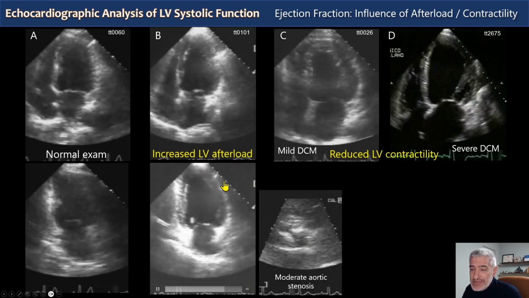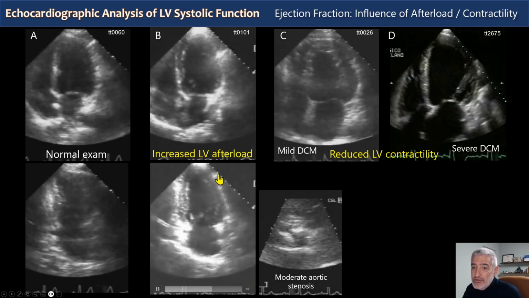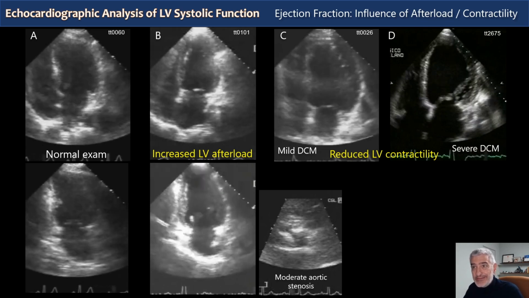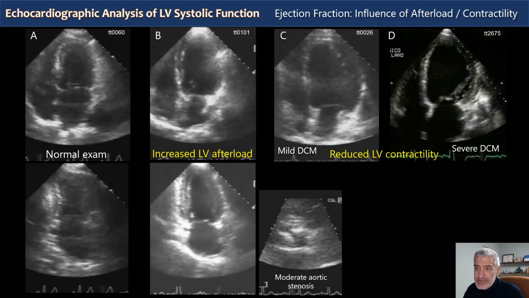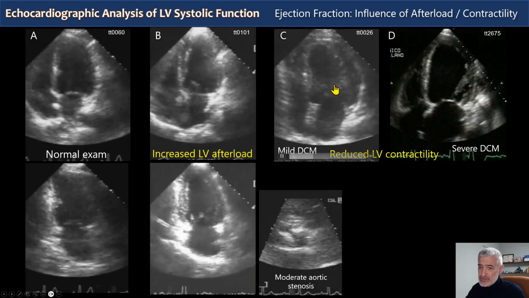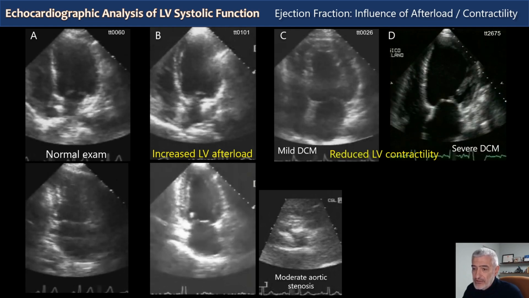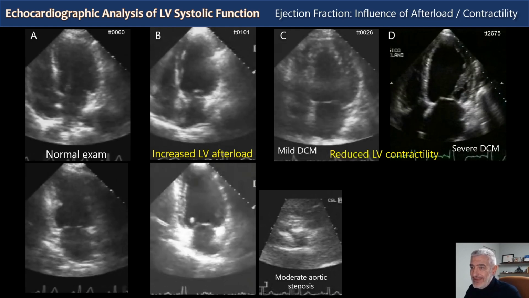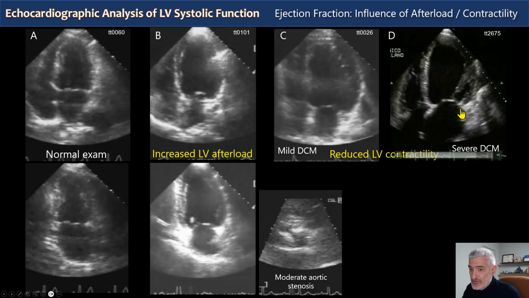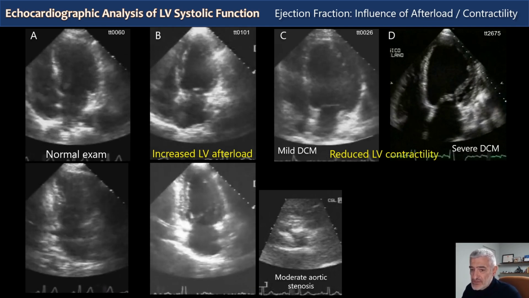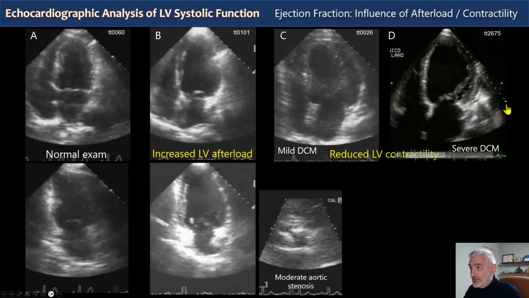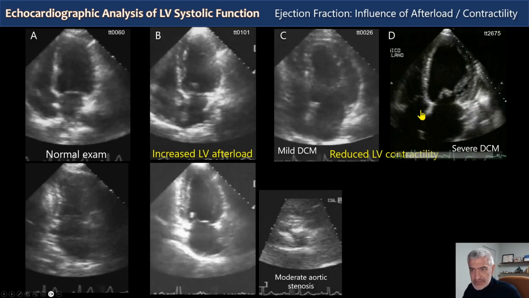As we have seen in the previous slides on physiopathology, afterload is the main determinant of systolic function, and there is an inverse relationship between afterload and ejection fraction: when afterload increases, ejection fraction decreases. In C, the mild reduction in ejection fraction is secondary to reduced myocardial contractility in this patient with a mild dilated cardiomyopathy, whereas in D, we observe a severe reduction of ejection fraction secondary to a severe reduction of myocardial contractility. So here, myocardial contractility is the main determinant of ventricular systolic function.